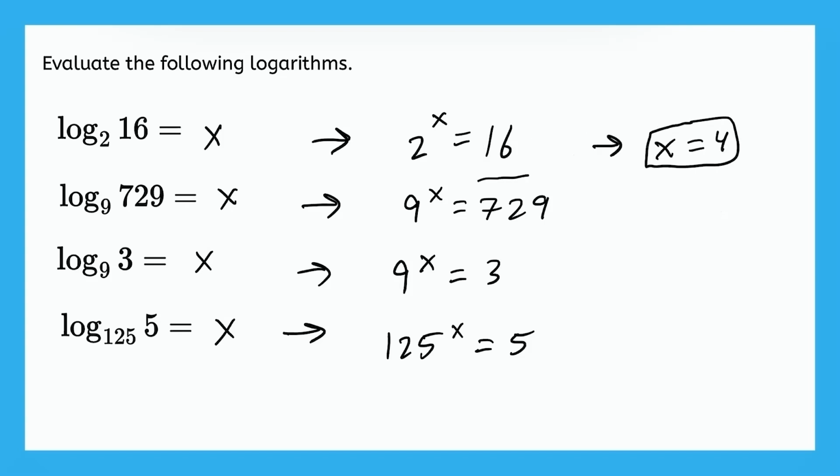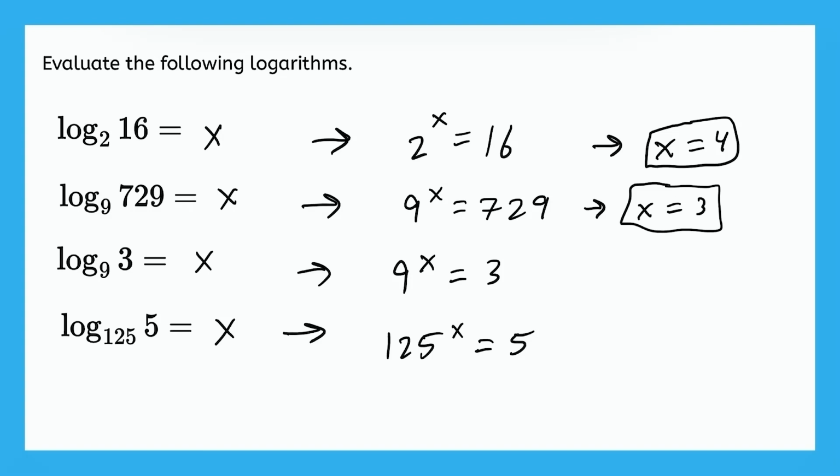Now, 9 to the power of what is 729? We know that 9 squared is 81, and that's not 729. But what if you do in your calculator 9 times 9 times 9, or 9 cubed? You do in fact get 729. So our value for x in this second example is obviously 3.